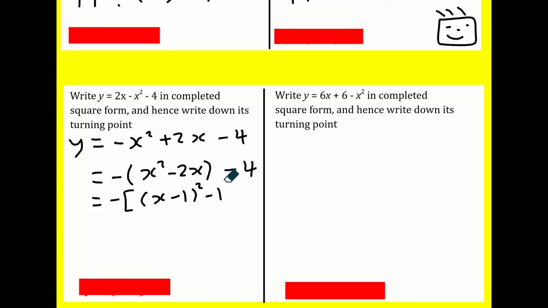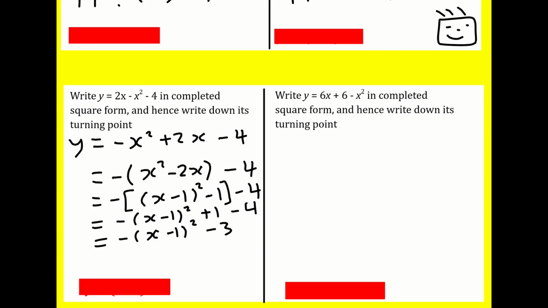So I'm doing this quite quickly now because we've done it a lot already. Minus 4, expand it back out, plus 1 minus 4. Be careful, you've got a double negative, so you've got to plus 1, and we get minus x minus 1 squared minus 3.